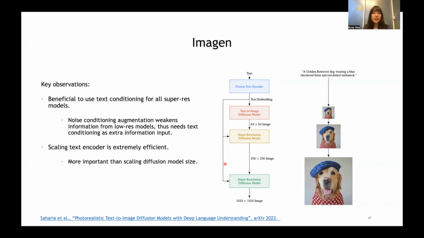The second observation is that scaling the text encoder is extremely efficient in terms of improving the performance of Imagen. It has been shown that this is even more important than scaling the diffusion model side. And lastly, comparing using the pre-trained large language model as the encoder versus the CLIP encoder, human raters actually prefer the large language model over the CLIP encoder on certain datasets.